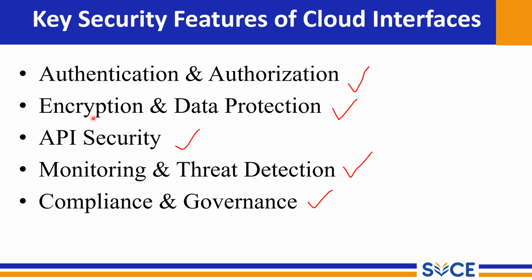And example interfaces are AWS Security Hub, Azure Security Center, Google Cloud Security Command Center, which we call SCC, and cloud-native SIEMs like Splunk, Palo Alto Prisma, or Datadog Security. Okay, and the benefits are a centralized view of cloud security posture, streamlined access and governance, enhanced threat detection and incident response, and support for automation and scaling of security. Okay, so all those things come under the key features of the cloud interfaces.